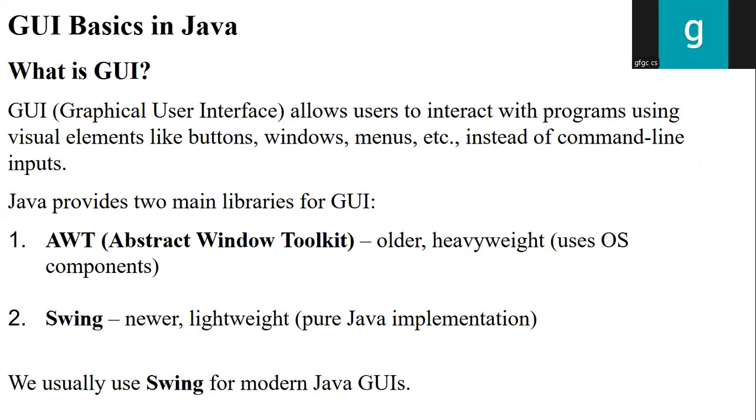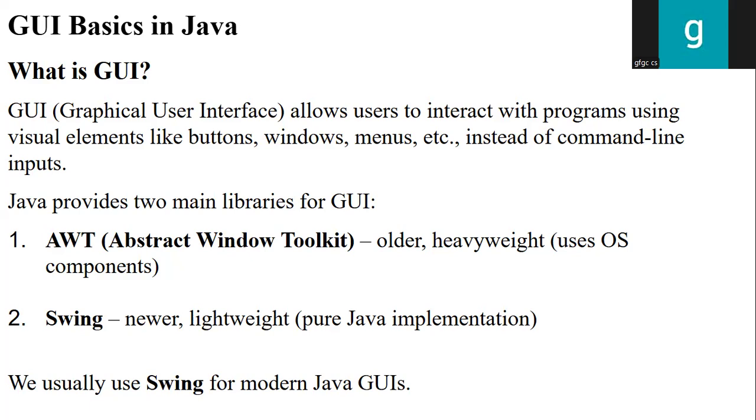Here again, what is the GUI? GUI stands for graphical user interface, which allows users to interact with programs using visual elements like buttons, windows, menus, etc. instead of command line input. Java provides two main libraries for GUI. First one is AWT, Abstract Window Toolkit. Older and heavyweight, it uses the OS components.